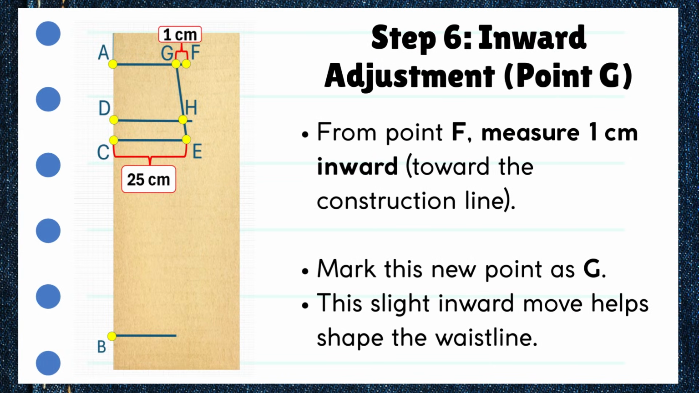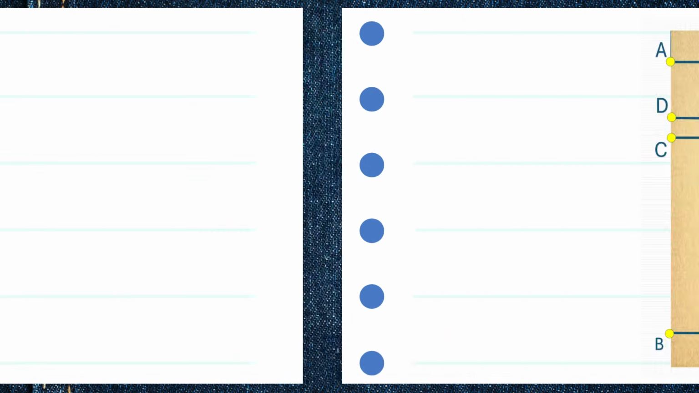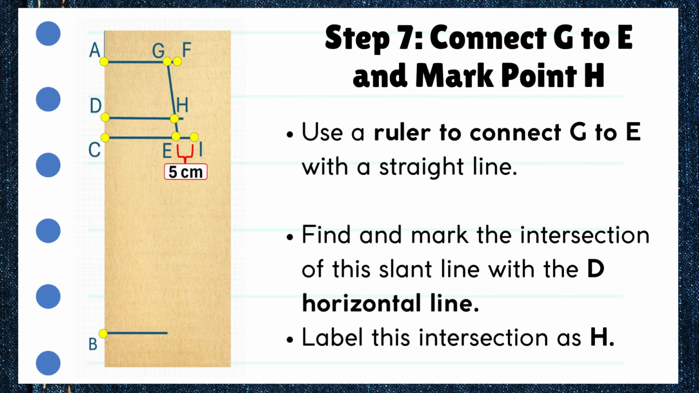Step 6. Inward adjustment. From point F, measure 1 cm inward, toward the construction line. Mark this new point as G. This slight inward move helps shape the waistline. Step 7. Connect G to E and mark point H. Use a ruler to connect G to E with a straight line. Find and mark the intersection of this slant line with the D horizontal line. Label this intersection as H.